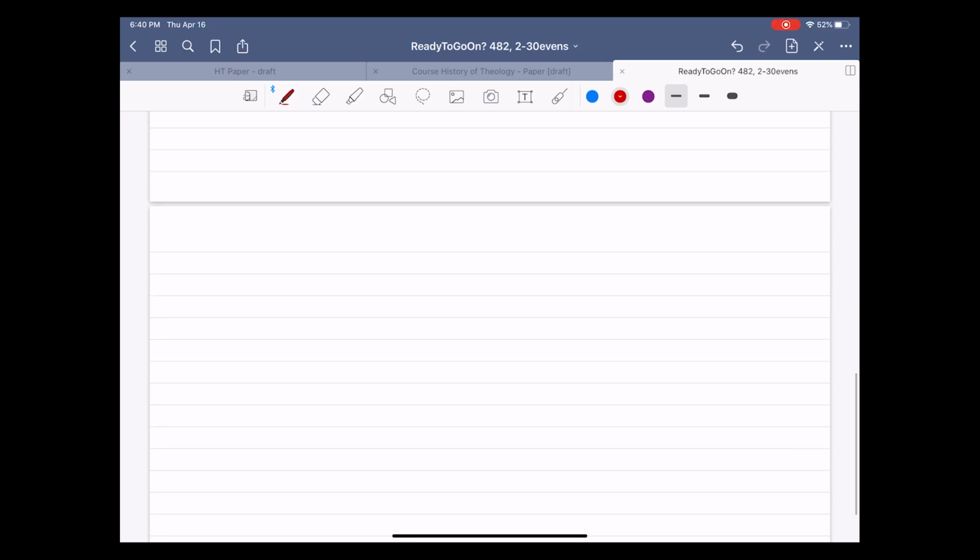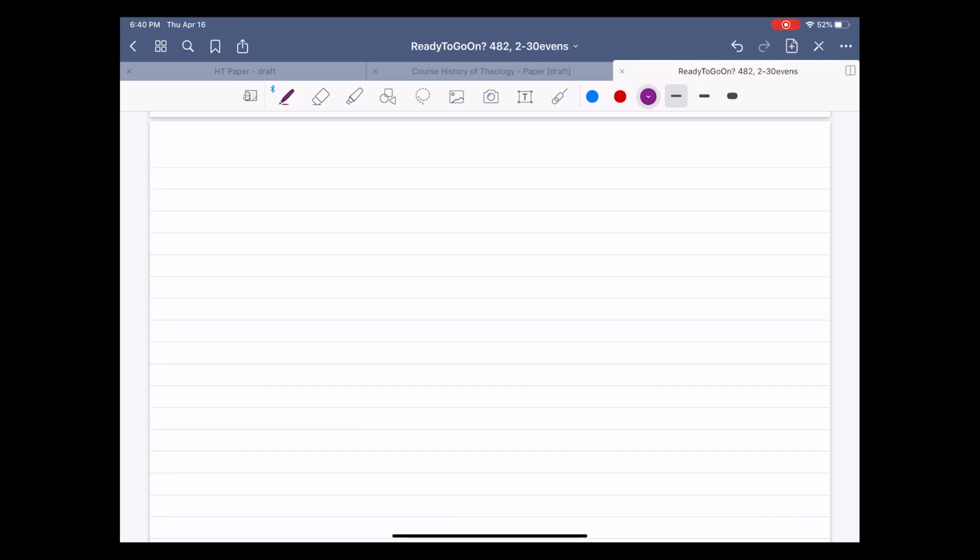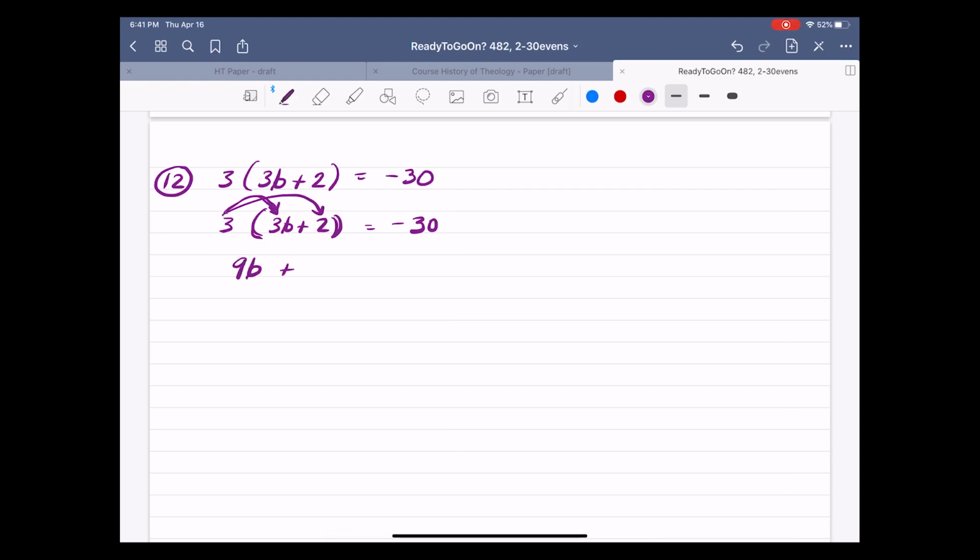All right, number 12. Number 12 is 3 times the quantity 3b plus 2 equals negative 30. I'm going to rewrite my problem. Notice the first thing you see is that you have the distributive property going on. So we want to distribute this 3, the parentheses are the big key right there, to the 3b and to the 2 by multiplication. So 3 times 3b is 9b plus 3 times 2 is 6 equals negative 30.